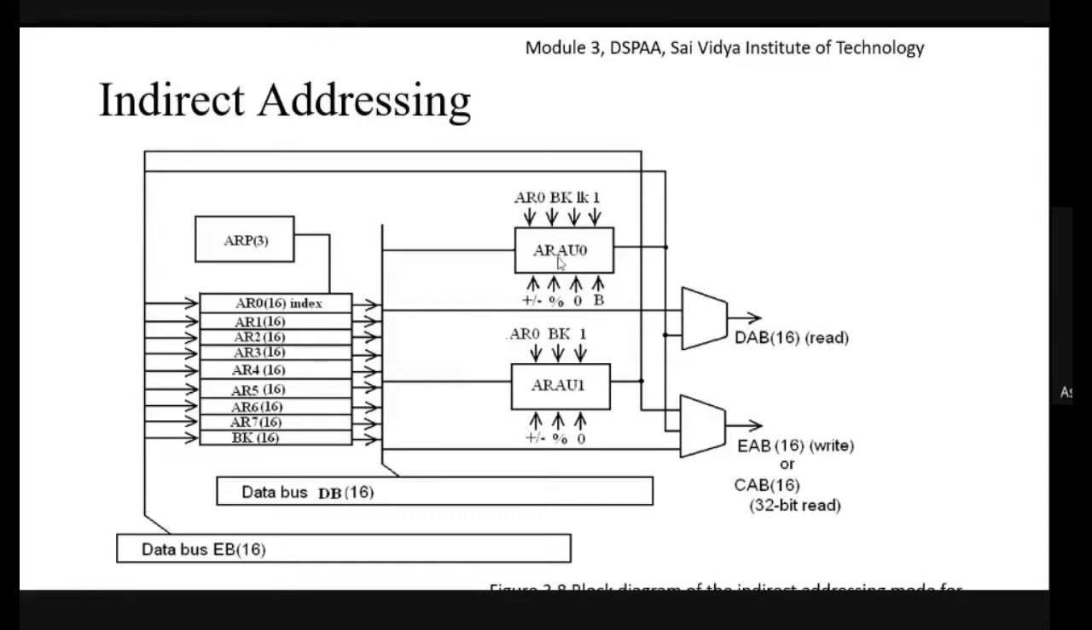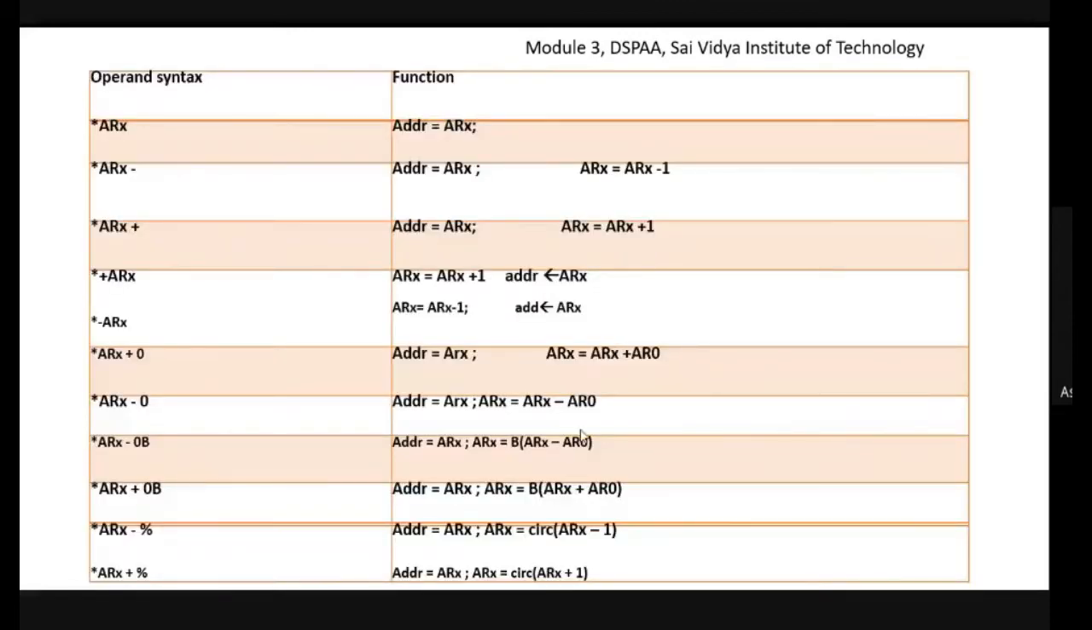AR0 is an index register. BK is the circular buffer size register. LK is the immediate value. 1 is the number 1, 0 is the number 0, and bit-reversed index addressing is represented by the symbol B. If 0 is there, it means the index register; we have to add or subtract AR0 based upon the plus or minus symbol. If the percentage symbol is there, it is circular buffer addressing mode. That is, in indirect addressing we are using circular buffer modifications. These are the different variations of the indirect addressing mode that we discussed yesterday.